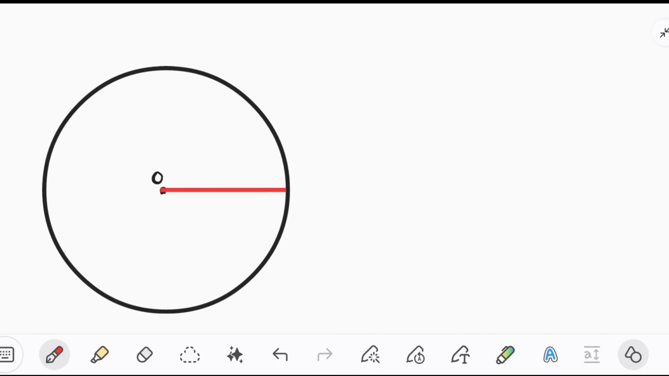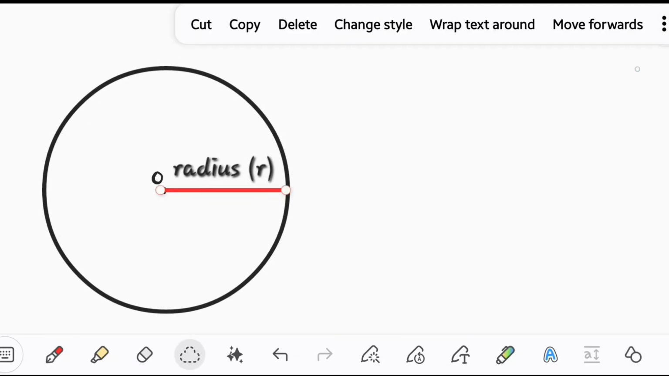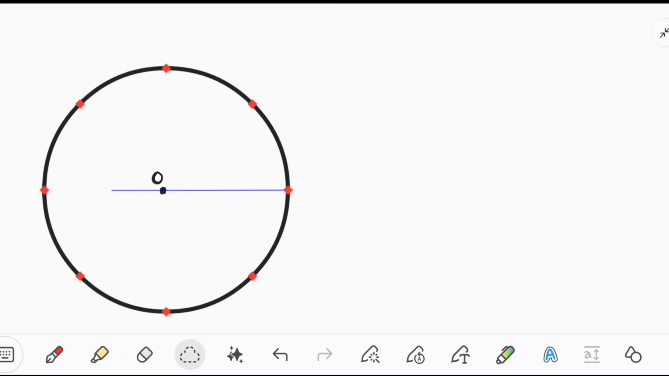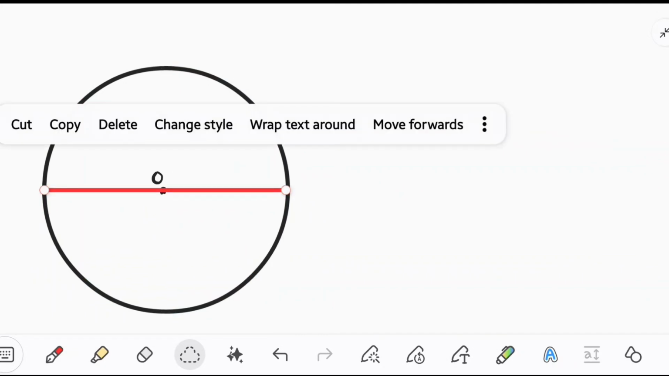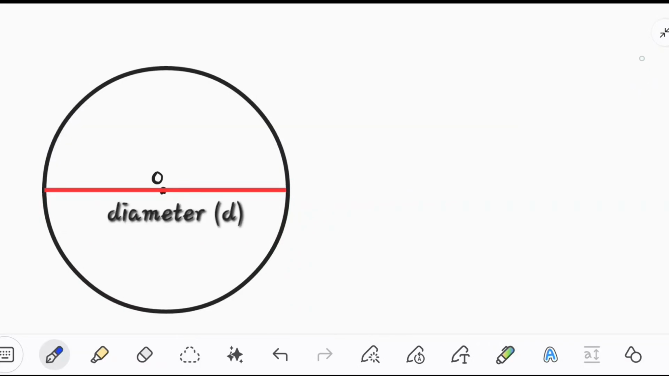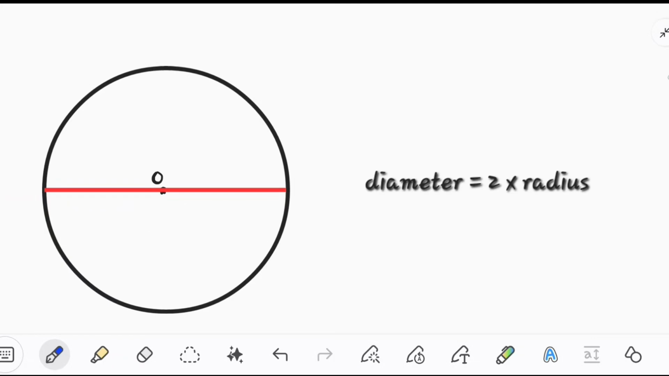First, we see radius. The distance from the center to any point on the circle is called radius. Here, r is the radius. Now, we see the diameter. A chord passing through the center is called diameter. In the figure, it is represented by d. It's twice the radius. So, d is equal to 2r.